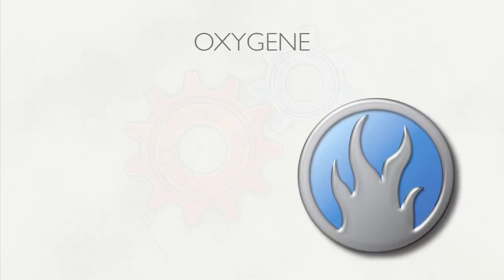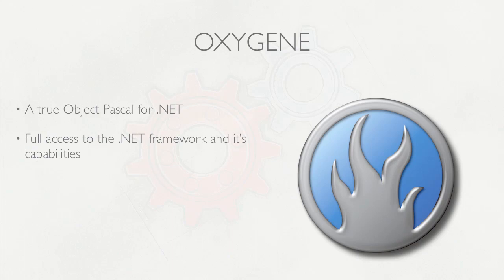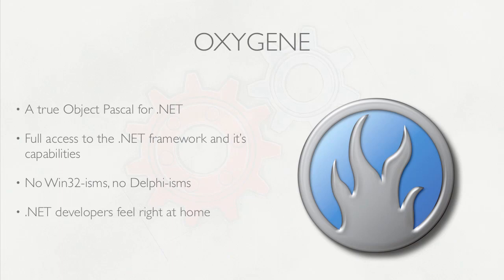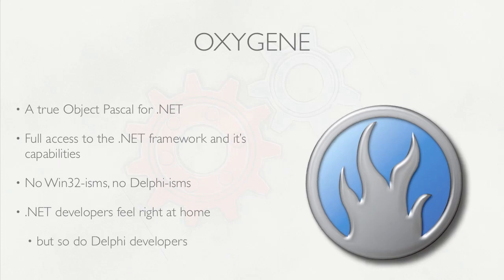Back when we started Oxygen, our goals were a true Object Pascal compiler for the .NET framework, giving developers full access to the .NET framework and all its capabilities. We wanted a language with no baggage from Win32 or Delphi, with all the language features making sense for the .NET framework. The result is not 100% compatible with native Delphi, since some language features just don't make sense on the .NET platform. This means that .NET developers feel right at home using it, but Delphi developers feel right at home using it too.